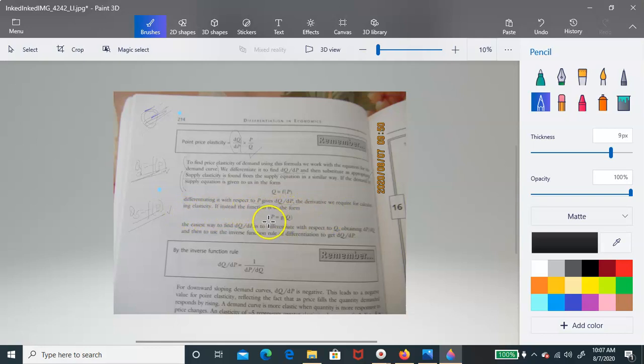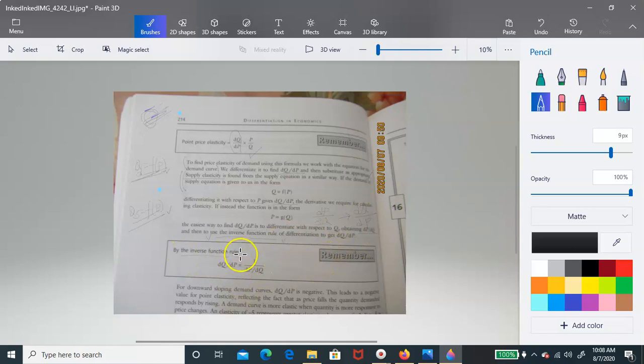If instead the function is given to us as p being a function of q, that is g of q, the easiest way to find the delta q over delta p will be to differentiate this with respect to q and obtain dp over dq. Just differentiate this, and then use the inverse function rule as we have discussed in one of our previous videos for this chapter, and take dq over dp.